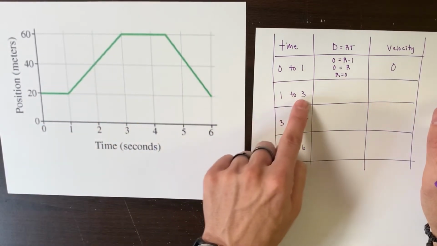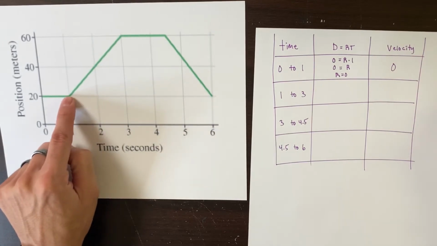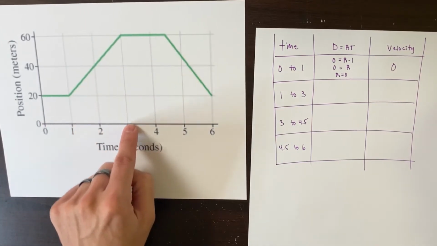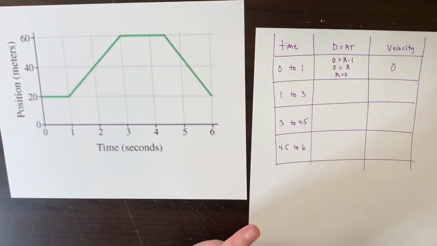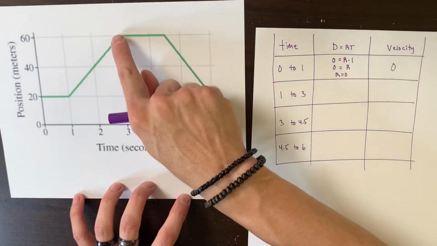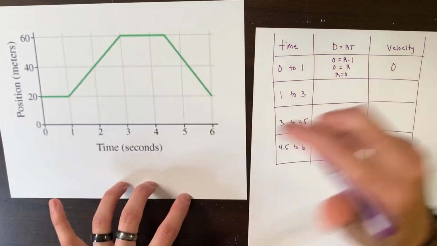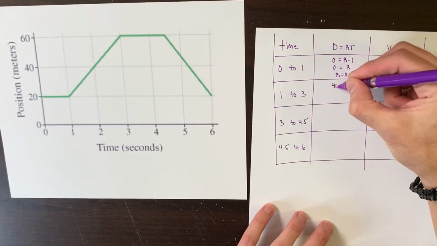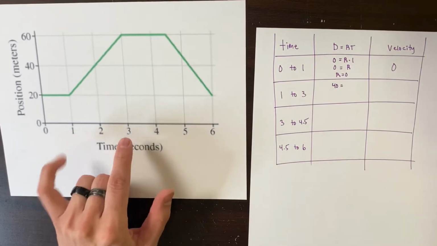Now, from 1 to 3. So at time 1, I was 20 meters from home. At time 3, I am now 60 meters from home. So I've gone very, very far from home. But exactly what kind of distance did I cover? 60 minus 20, that's a distance of 40. I covered 40 meters of ground from 1 second up to 3 seconds.